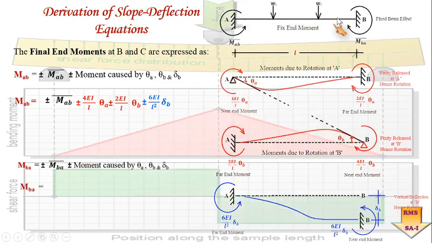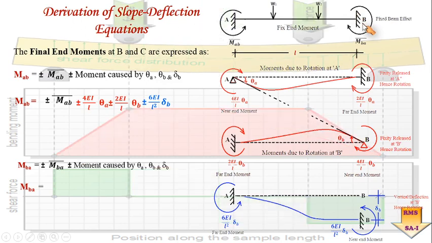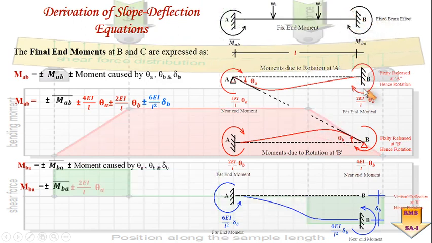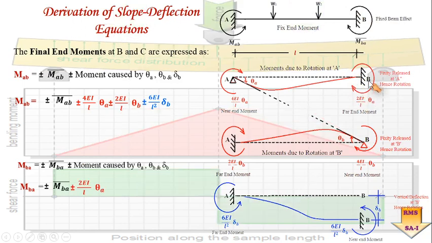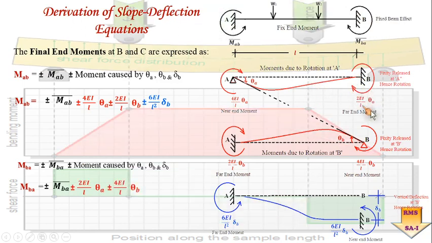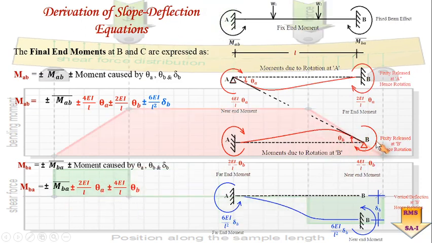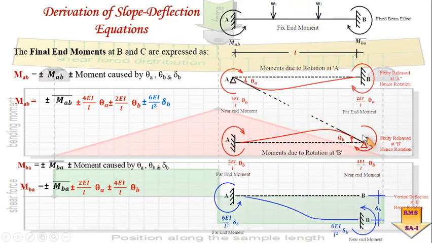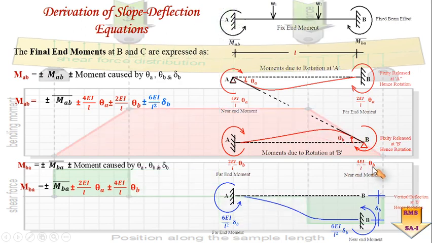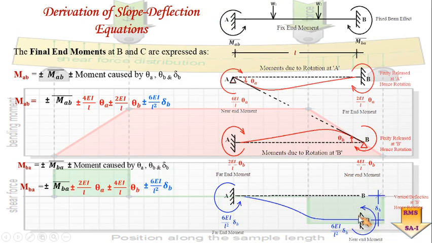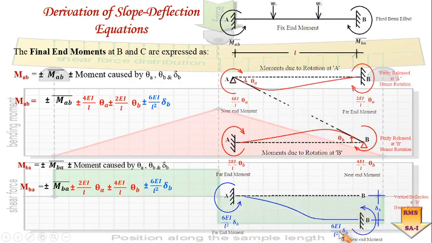Similarly MBA is to be worked out. So here you can see MBA bar plus 2EI by L theta A plus 4EI, plus or minus, accordingly here I am having plus, so 4EI by L theta B, and here at last it will be plus or minus 6EI delta by L square.